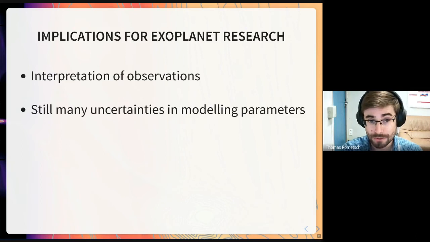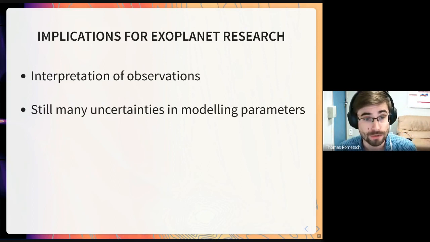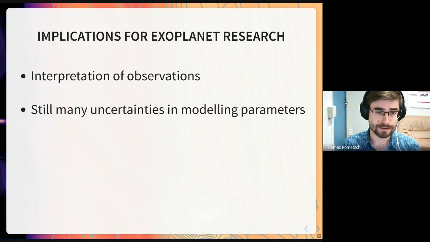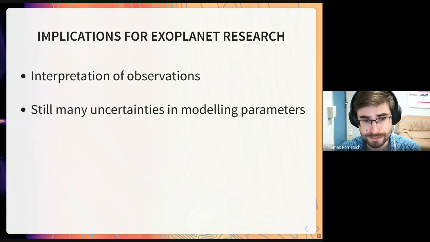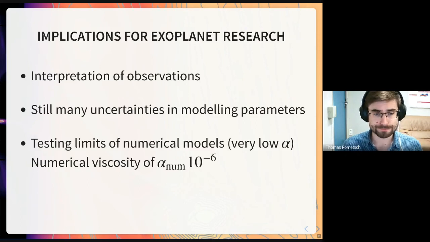Then what I learned during this project, there are really still many uncertainties in our modeling parameters. So I talked a little bit about turbulence, about the turbulent viscosity, but also the beta parameter. We need to do further modeling there of the microphysics. These are only two things where we still have large uncertainties on our modeling parameters. And what's interesting also here in the study is that we really tested the low end, where our physical viscosity got on the order of our numerical viscosity. So we pushed our codes really hard.